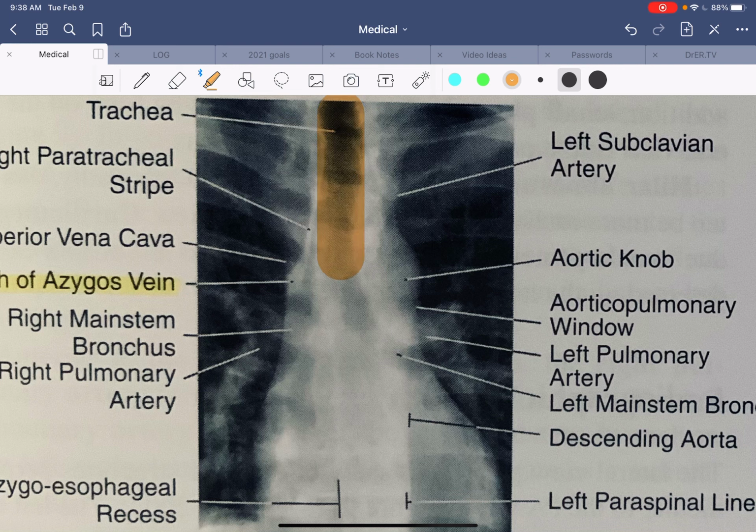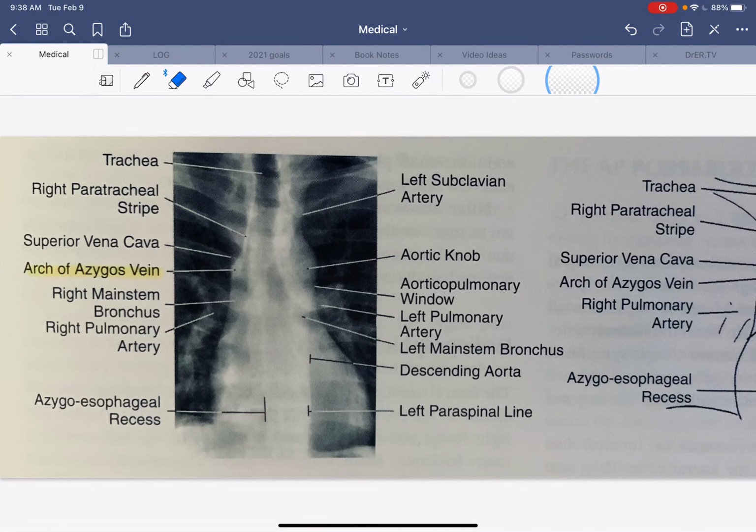Trachea is easy, but then the trachea divides, right mainstem, left mainstem bronchus. So that's there, and those are easy to identify. That's why I started with those. What else do we got? You can actually see the left subclavian artery, and all you can see is this little, let me make that a little smaller. That right there.